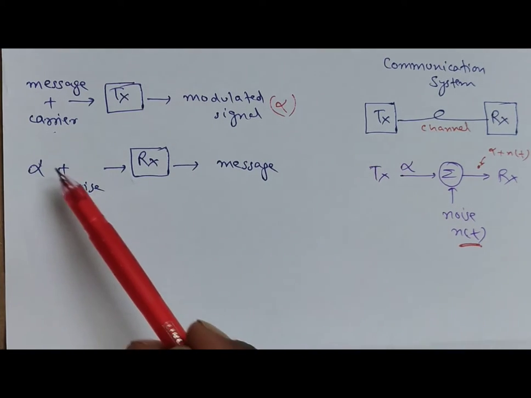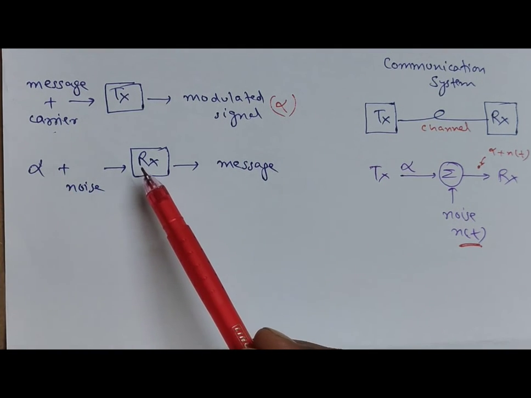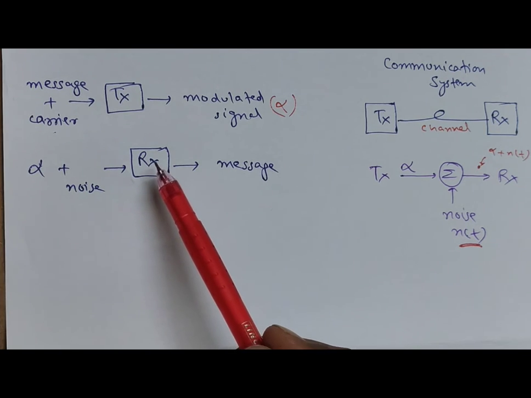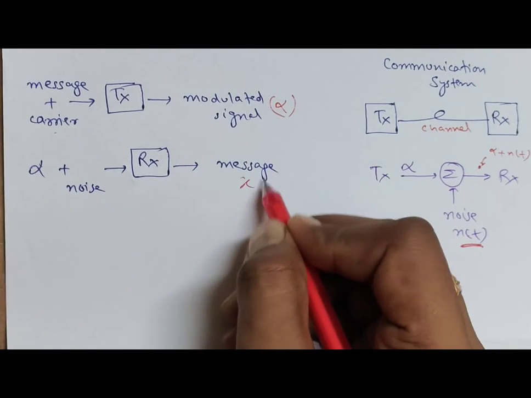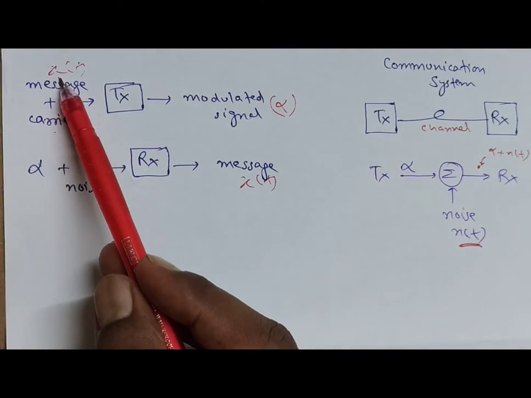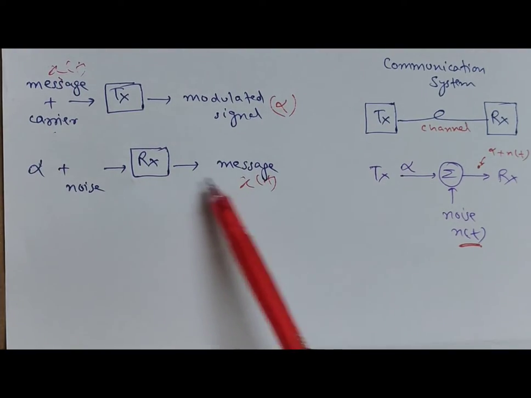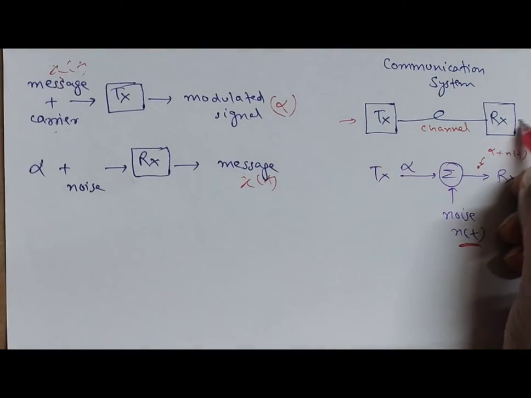This alpha along with noise, these two come at the input of the receiver, and the receiver is supposed to give the message back. Let's say my message is x(t). Initially the message is coming in here, and the same message has to come at the output of the receiver, from here to here.